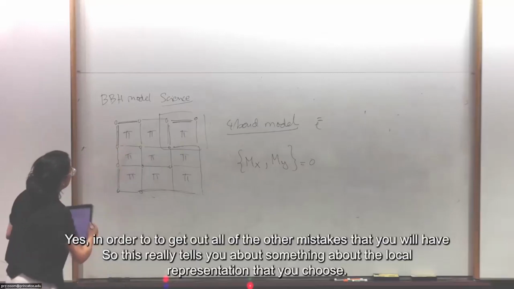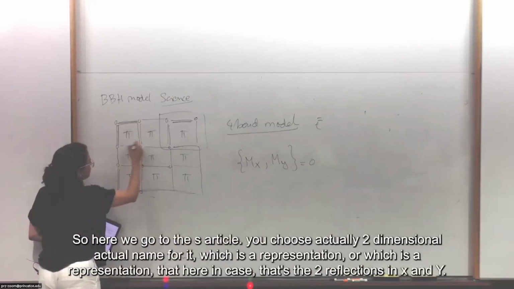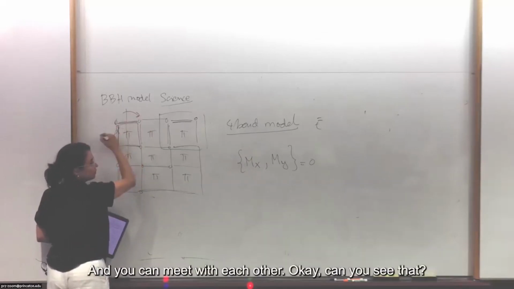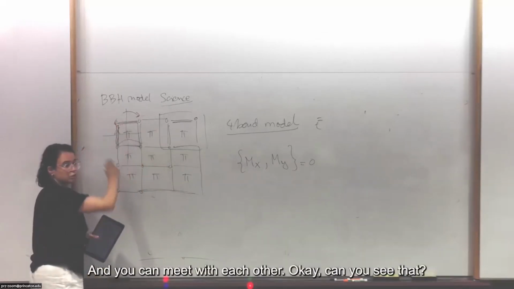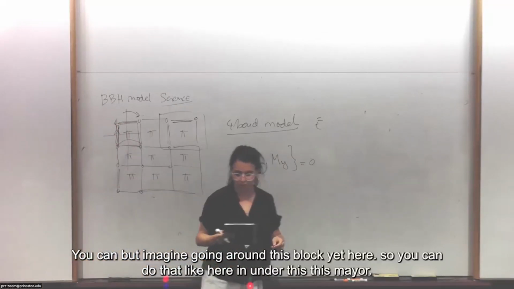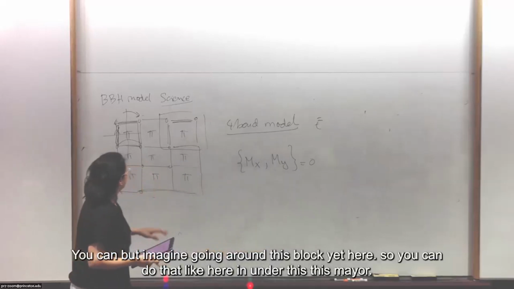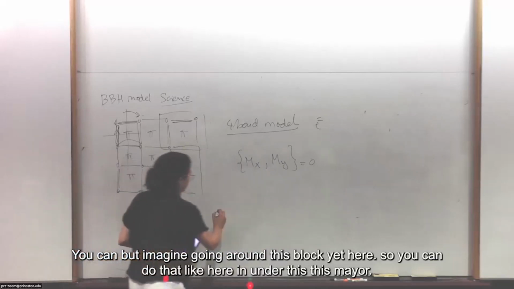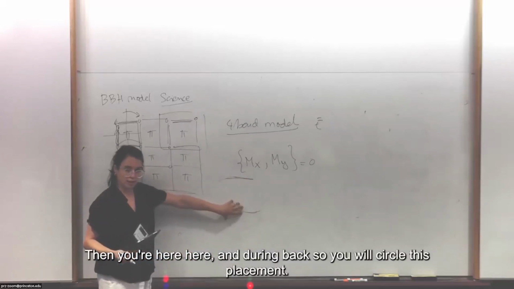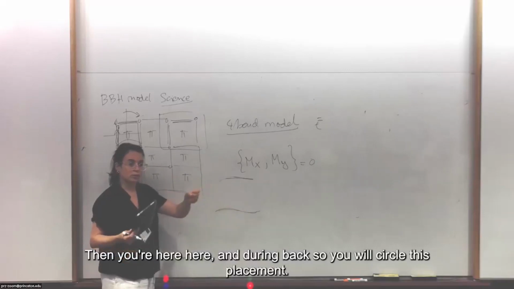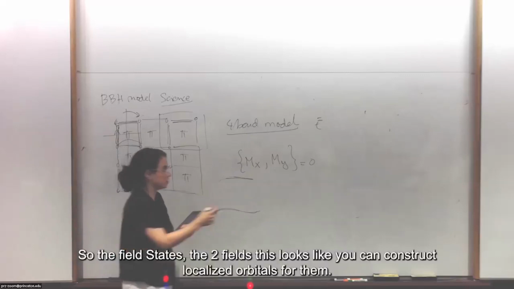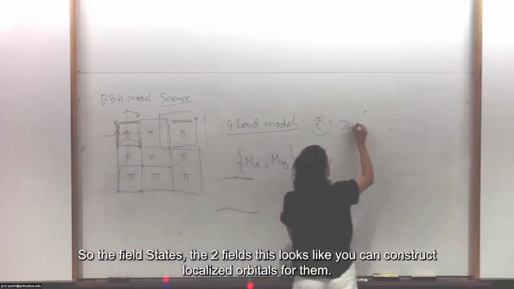How can you see that? You can imagine going around this plaquette here. You can do that by mirroring under this mirror, then mirroring here, and mirroring back. So you circle this plaquette, you pick up a phase of minus, so that guarantees that these 2 operators anticommute. So the filled states, the 2 filled states, there's like 2 bands. For these filled states, you can construct localized orbitals. They're going to be two states, but they're going to pin to each other because they're the same representation. This is a 2-dimensional representation.